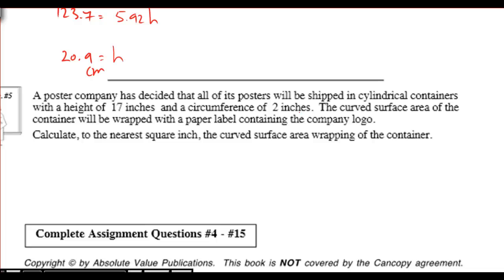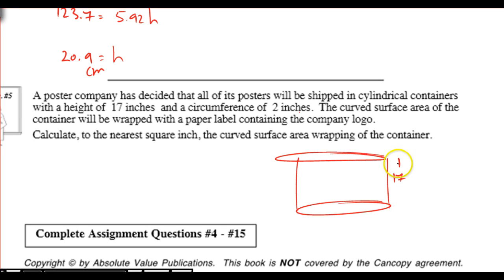Okay, let's do this last one. A poster company has decided that all of its posters will be shipped in cylindrical containers with a height of 17 inches and a circumference of 2 inches. The curved surface area of the container will be wrapped with a paper label containing the company's logo. Calculate to the nearest inch the curved surface area wrapping of the container. Okay, so there's my cylinder. It has a height of 17 inches, that's that height there, and a circumference of 2 inches.